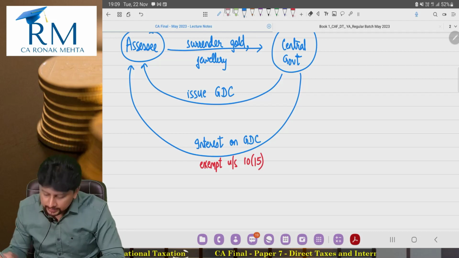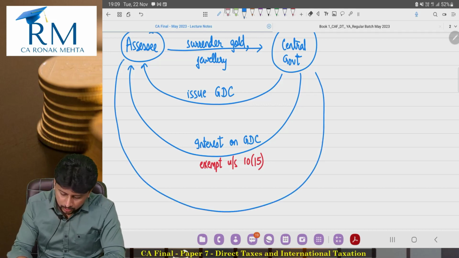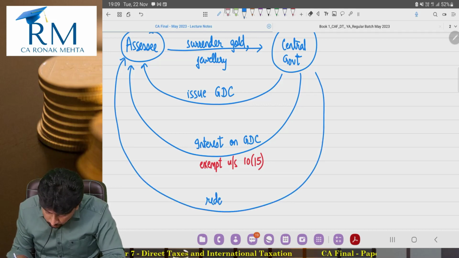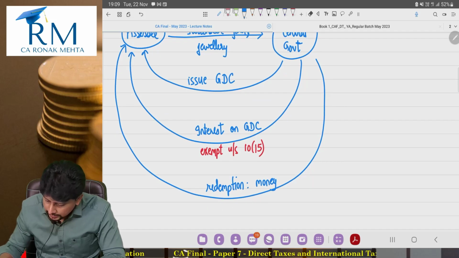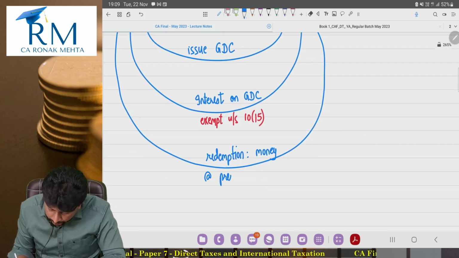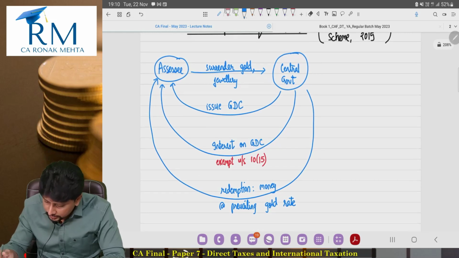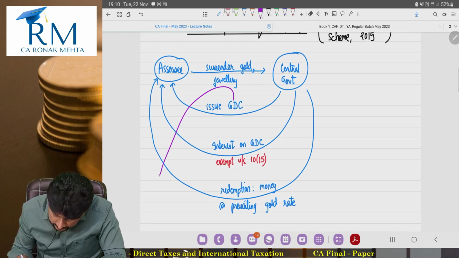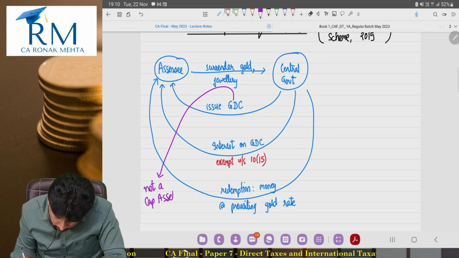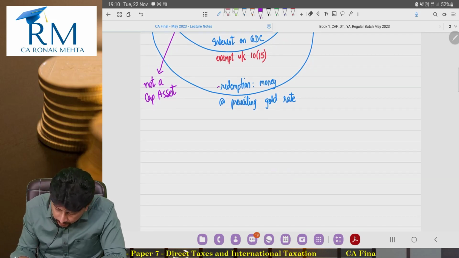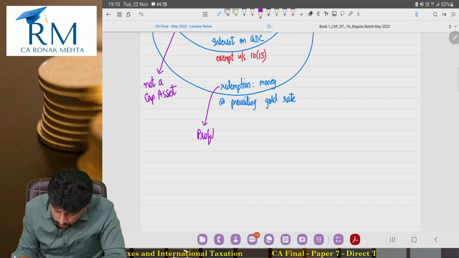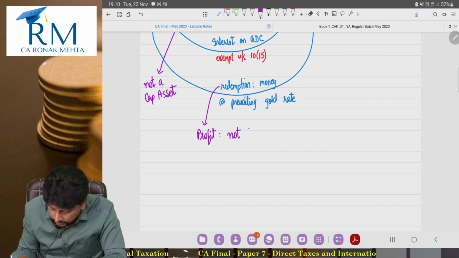At the end, what would happen is, central government on redemption, if you held this gold deposit certificate up to the end, on redemption you would get money at the prevailing gold rate. And if you carefully think about this, this gold deposit certificate is not a capital asset only. That means at the time of redemption, whatever profit you earned, this profit is not taxable at all.